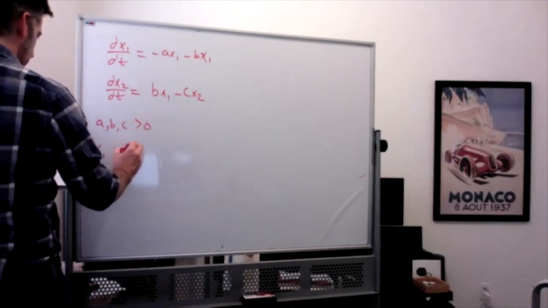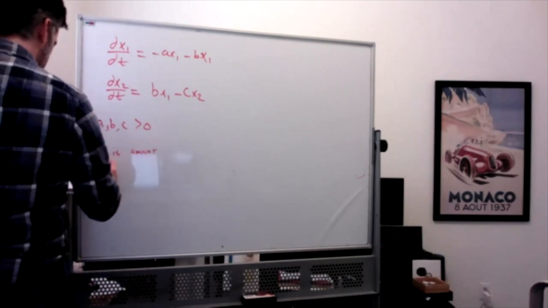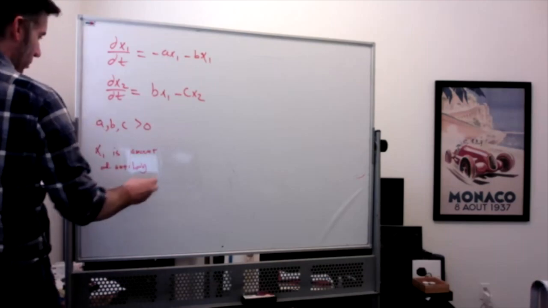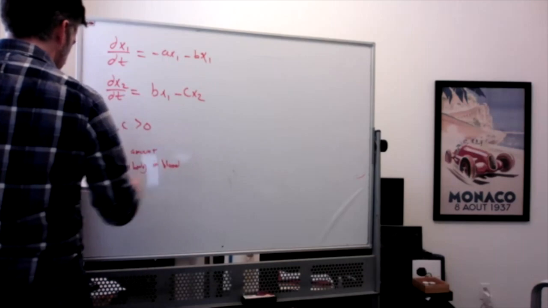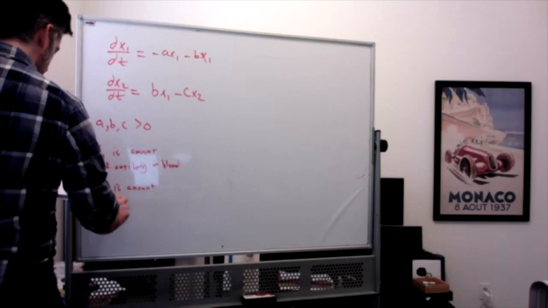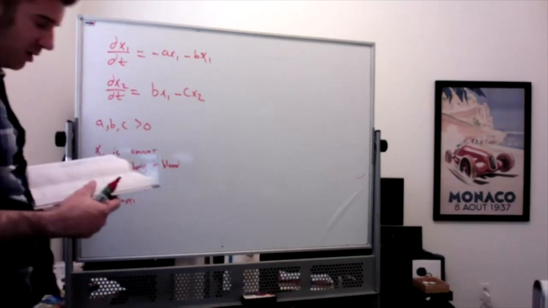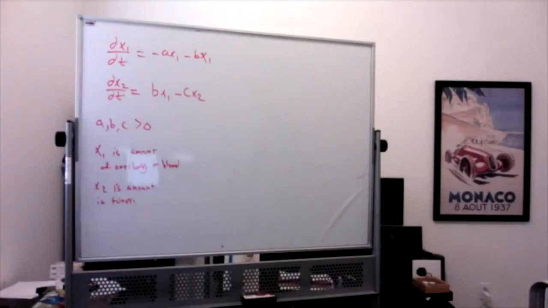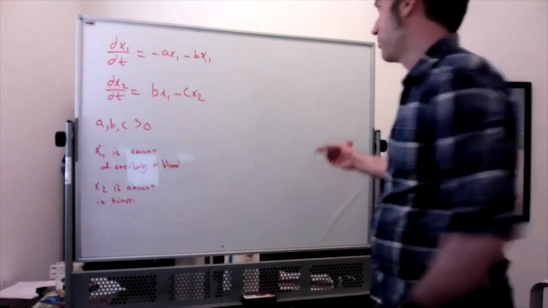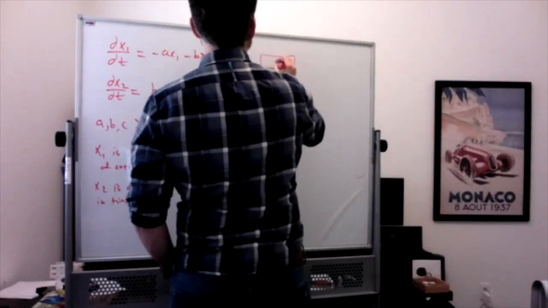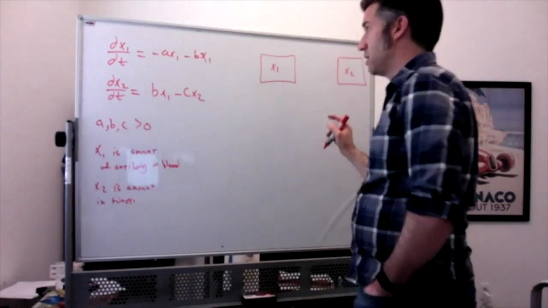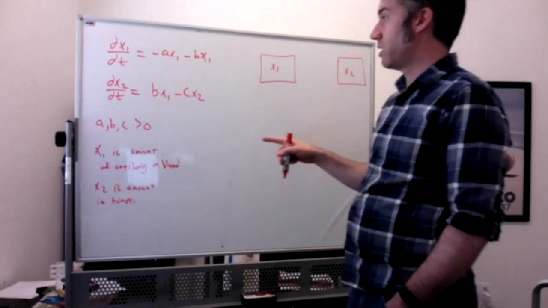x1 is the amount of antibody in the blood, and x2 is the amount of antibody in the tumor. They want us to find the general solution. Before we find the general solution, let's draw the compartment diagram. So again, x1 is the amount of antibody in the blood. x2 is the amount of antibody in the tumor. So let's look at x2 first.